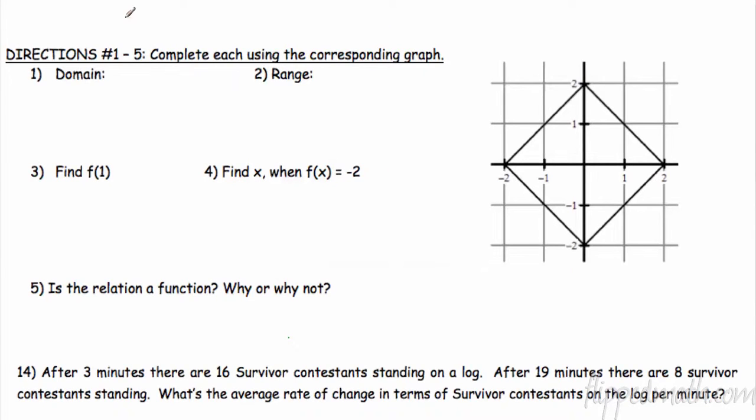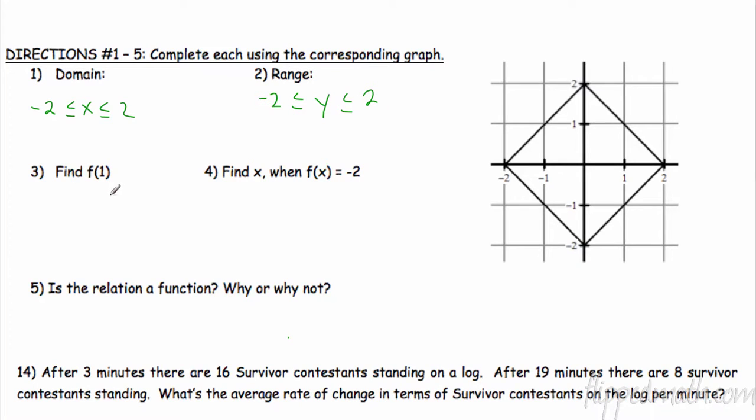All right, let's get to it. So domain, all my x's. Let's take a look. My furthest x, I have -2, and it's included, and +2, and it's included. So -2 is less than or equal to x is less than or equal to +2. My range, or my y, my lowest y is -2 to 2, and again, it's included, so I include the less than or equal to and greater than or equal to.